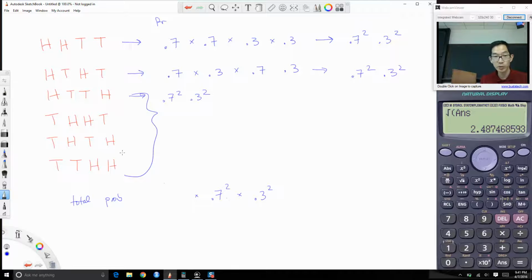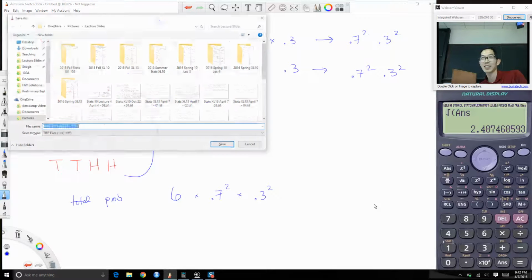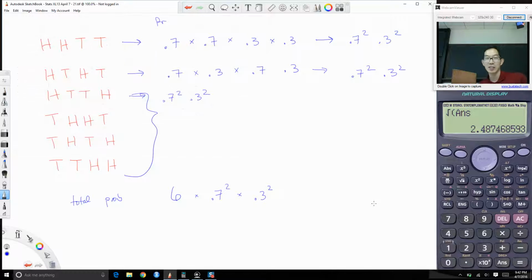And how many different arrangements are there? 6 of them. So the total probability would be 6 times 0.7 squared times 0.3 squared. Is that okay? Because we want heads to happen twice, right? So with any arrangement of these, I'm going to have heads happen twice and tails happen twice, and I've got just 6 possible arrangements. So this is what we have.